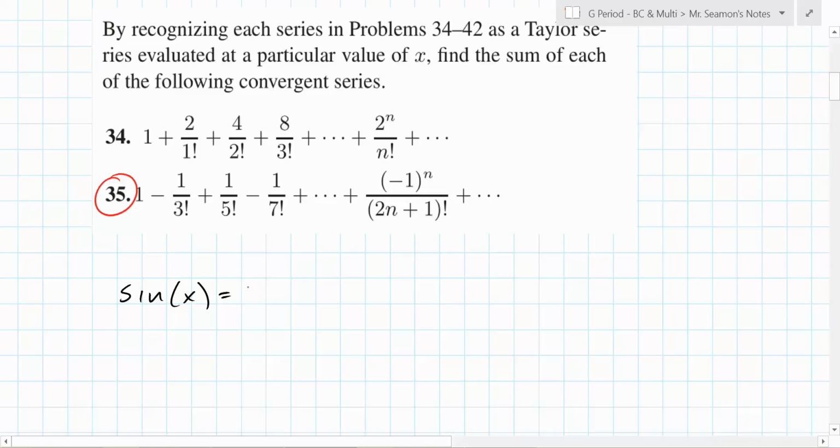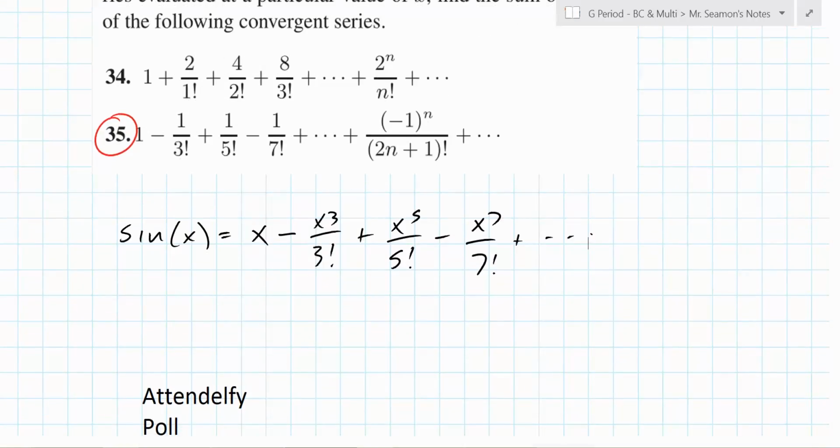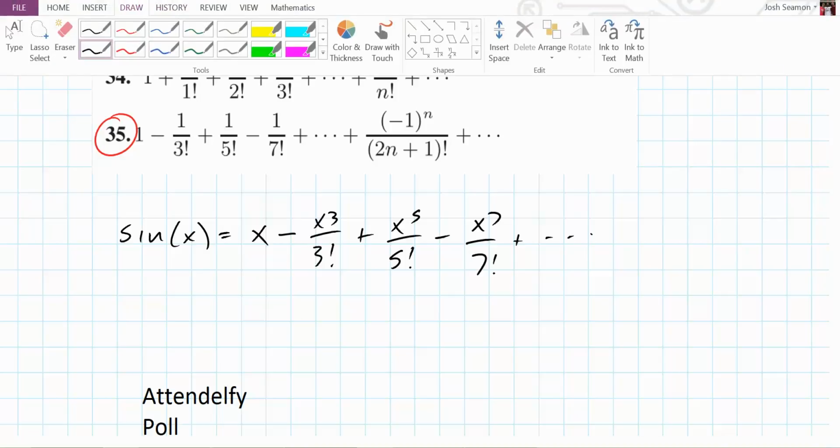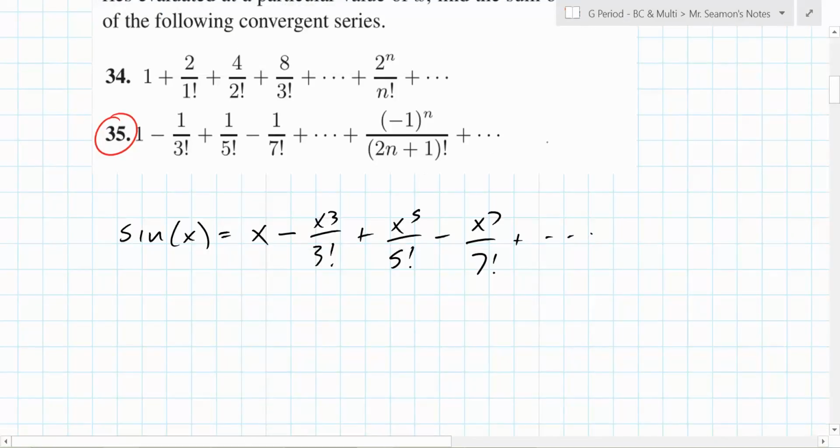Does it start at x or 1? It starts at x minus x cubed over 3 factorial plus x to the 5th over, minus what? Oh, nice. Okay, excellent. Do we pretty much have it now? Yeah, so this is actually, what is this? Sine of what? 1. All done.